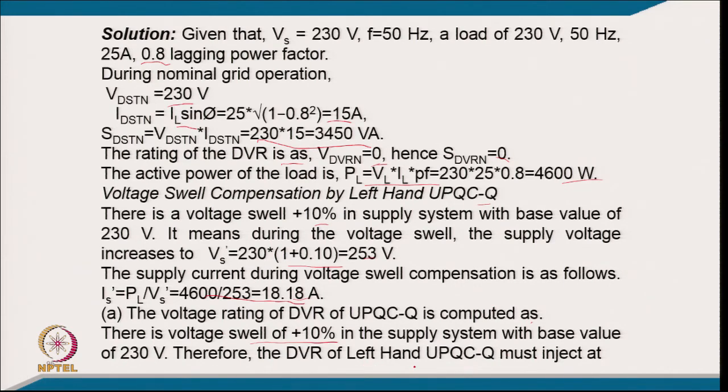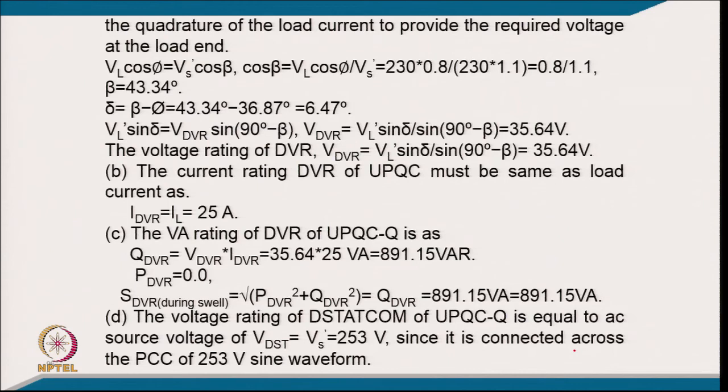Since it is a DVR put on the left side, it must inject the voltage in quadrature with the current of the load, and we can find VL equal to VN. So from this relation we will get beta equal to 43.34, and from this we can calculate delta as beta minus 5. So it comes to 6.47, and from the relation VL sin delta equals V DVR sin(beta minus delta), we can calculate the value of V DVR as 35.64. The voltage rating of the DVR is the same as this value, and the current rating of the DVR is the same as the load current, that is 25 ampere.